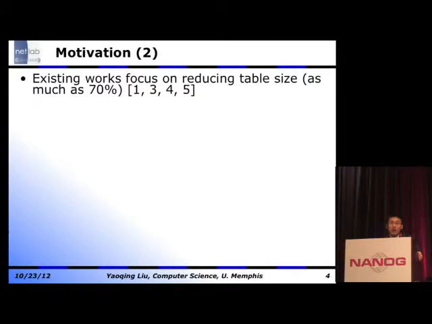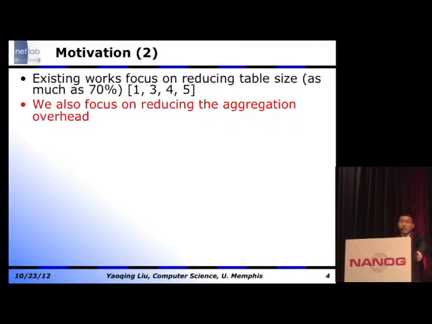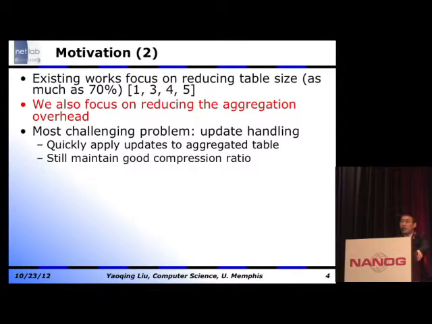And the second motivation: there are some existing works, including our previous work, that focus on reducing the RIB size or FIB size by as much as 70%. However, in this work, we also focus on reducing the overall overhead for the aggregation. The most challenging job in incremental FIB aggregation is not the one-time aggregation itself, but the update handling, because we have to apply all those updates to the aggregated FIB, but meanwhile maintain a very good compression ratio.